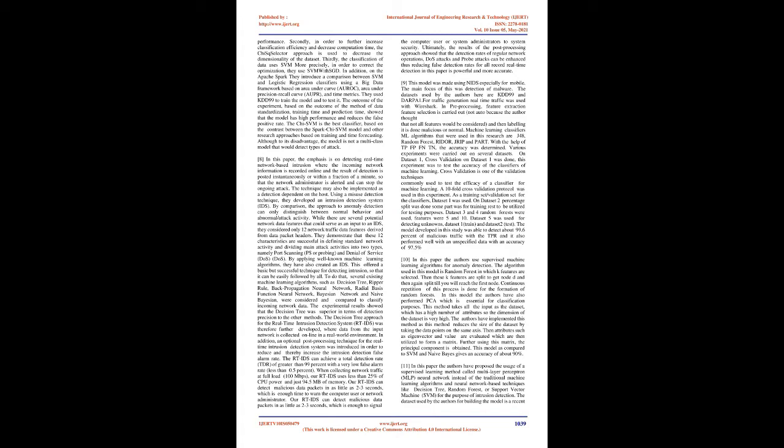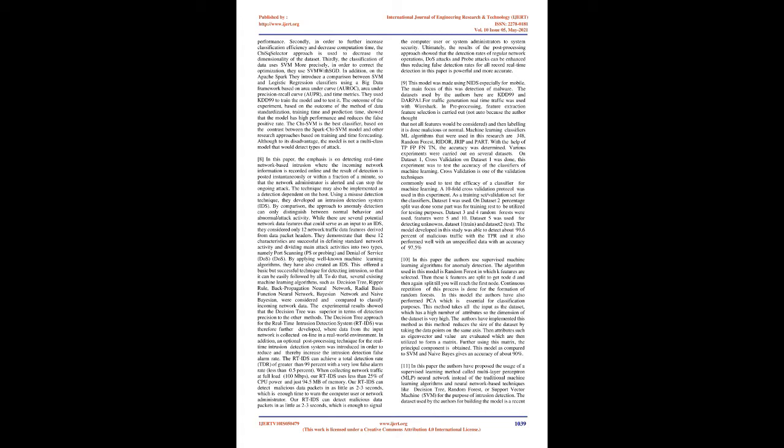Using a misuse detection technique, they developed an intrusion detection system, IDS. By comparison, the approach to anomaly detection can only distinguish between normal behavior and abnormal/attack activity. While there are several potential network data features that could serve as an input to an IDS, they considered only 12 network traffic data features derived from data packet headers. They demonstrate that these 12 characteristics are successful in defining standard network activity and dividing main attack activities into two types, namely port scanning, PS or probing, and denial of service, DOS.